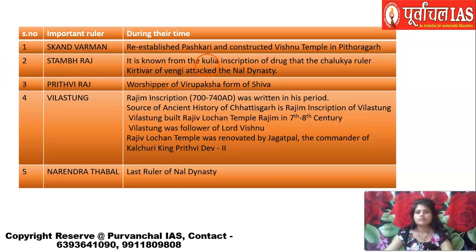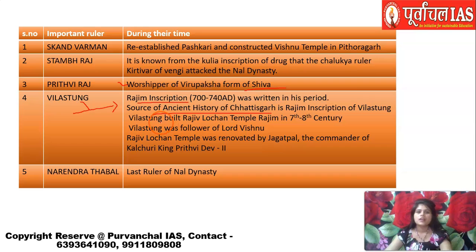Stambharaj is known from the Kulya inscription of Durg, which says that the Chalukya ruler of Vengi attacked the Nal dynasty. It is written in the Kulya inscription of Durg. Prithvi Raj, a worshipper of the Virupaksh form of Shiva. Only this is known about him. Vilastung. The Rajim inscription was written during the period of this ruler Vilastung. And this Rajim inscription is a source of the ancient history of Chhattisgarh.